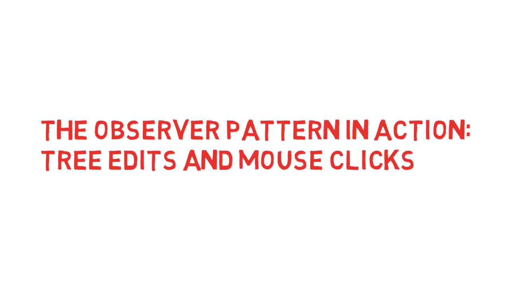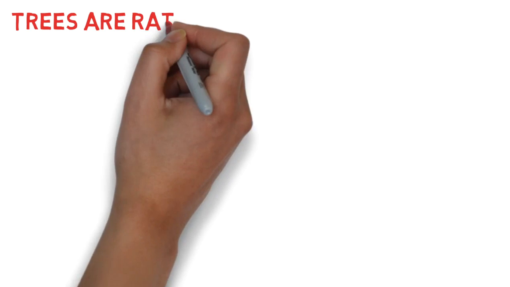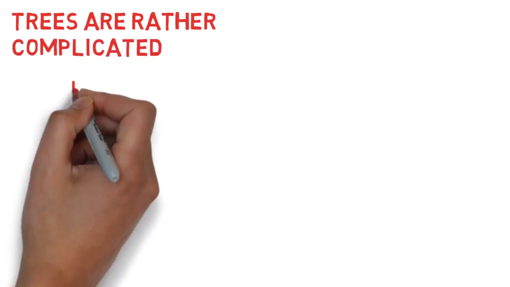Tree. The tree is basically a graphical representation of data. You can display nodes in a tree and use that to navigate between the various nodes. We look at how tree edits and mouse clicks are implemented and see how they use the observer pattern. The example that we are looking at is in Swing. Trees in Swing are rather complicated.